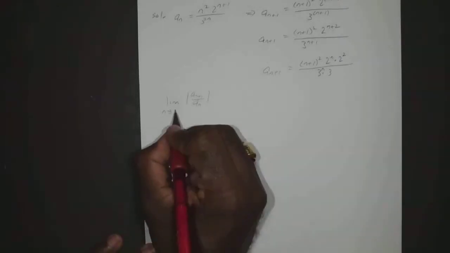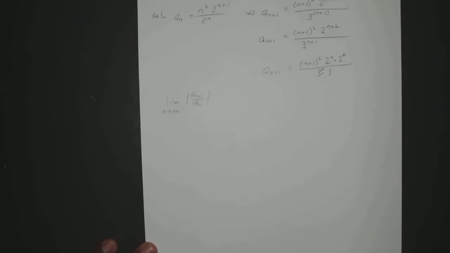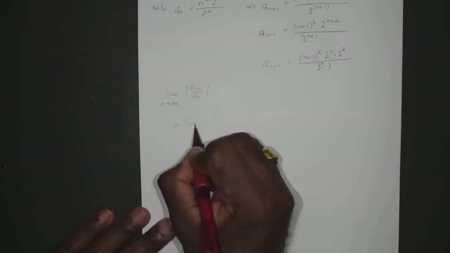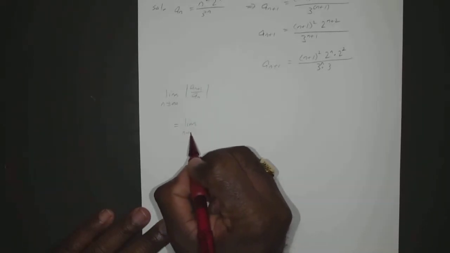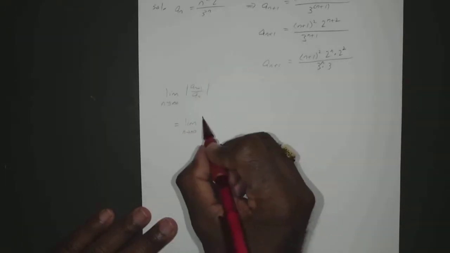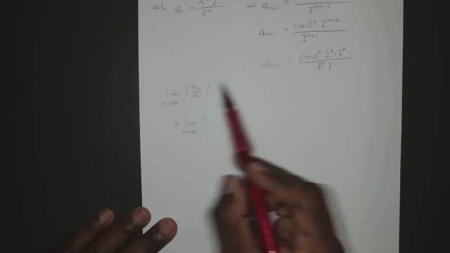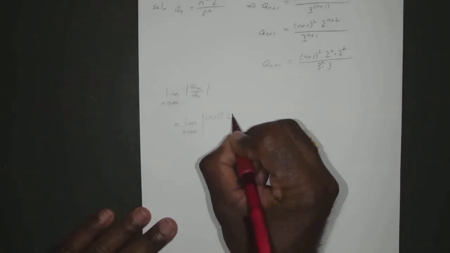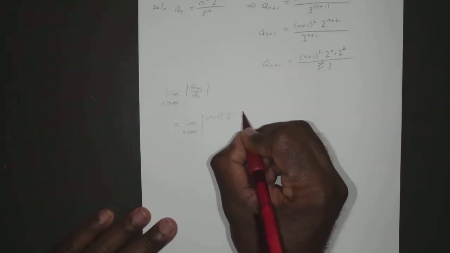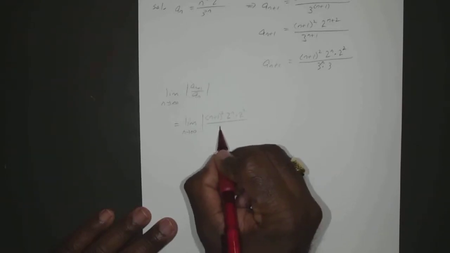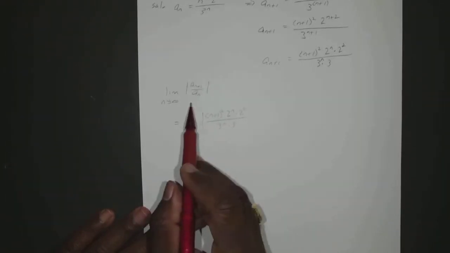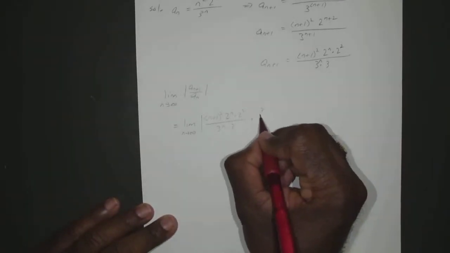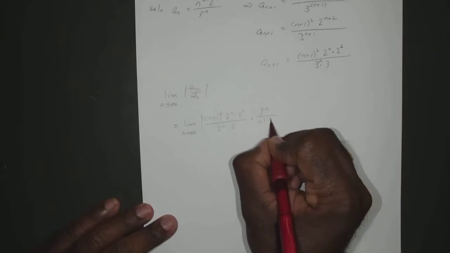as n approaches infinity. Okay, so that's going to give us the limit as n approaches infinity of the absolute value of a sub n plus 1, which is (n plus 1) squared times 2 to the n plus 1 over 3 to the n plus 1, divided by a sub n, so we're just going to take that one and flip it, times 3 to the n over n squared.